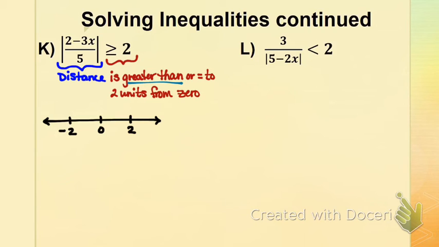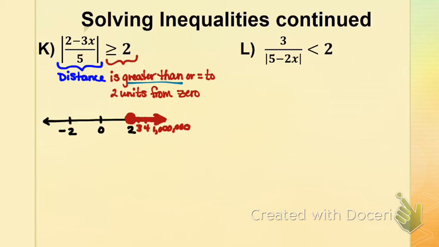Give me an example of a number that would be greater than 2 units from 0. 3. Give me another one. 4. Give me another one. A million. I like it. So anything over here, right? Do I do filled in dot at 2 or open circle? Filled in. Why? Yep. It can be equal to.